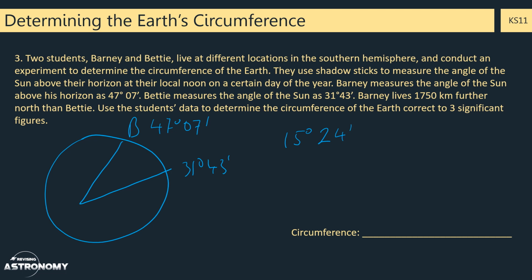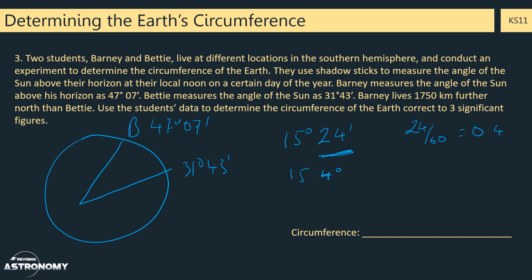Now, we can't very easily do the maths with it as minutes, so we're going to convert it into a decimal. There are 60 minutes in 1 degree, so we're going to do 24 divided by 60 to give us the decimal. That will be 0.4. So we can write this as 15.4 degrees, and that will make it a lot easier to do the maths with.